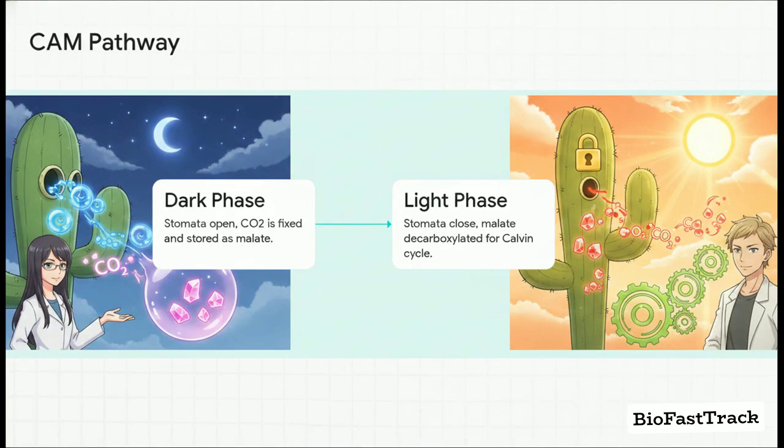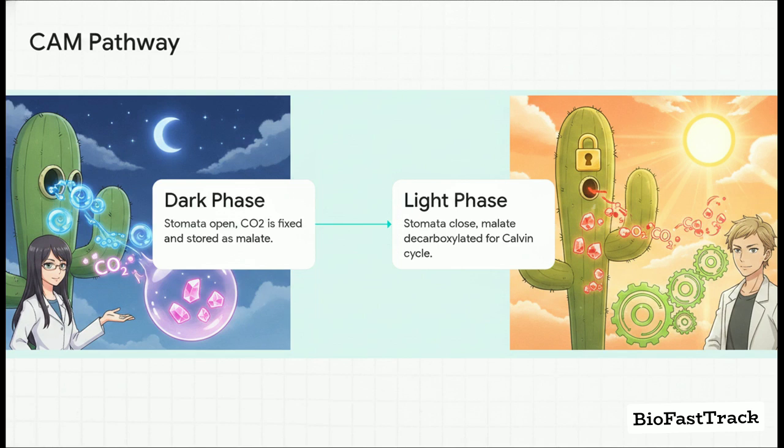So the crucial concept here is the CAM photosynthesis pathway, crassulacean acid metabolism. It's an incredibly elegant, two-step time-shifting process. Step 1. The dark phase. At night, when temperatures drop and it's nice and cool, the plant opens its stomata. Carbon dioxide enters, gets fixed by an enzyme called PEP carboxylase, and is safely stored away in vacuoles as malic acid, or malate.